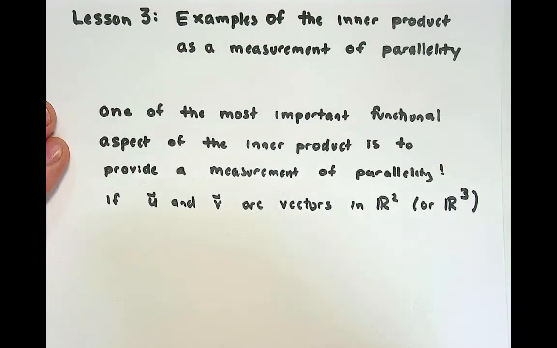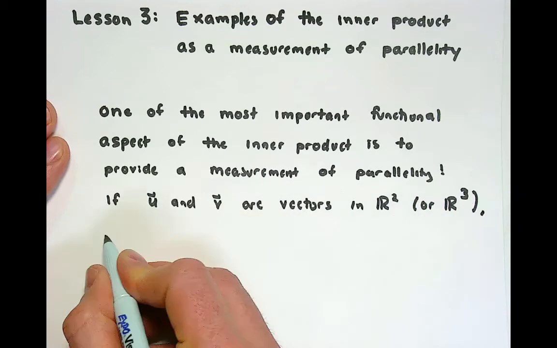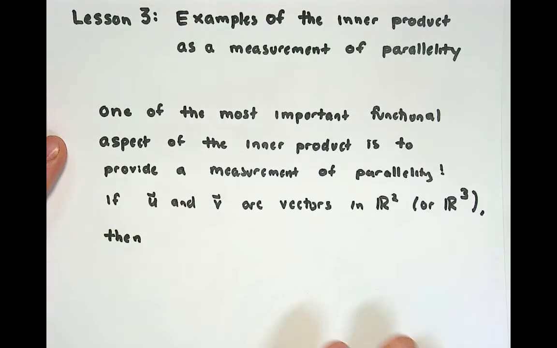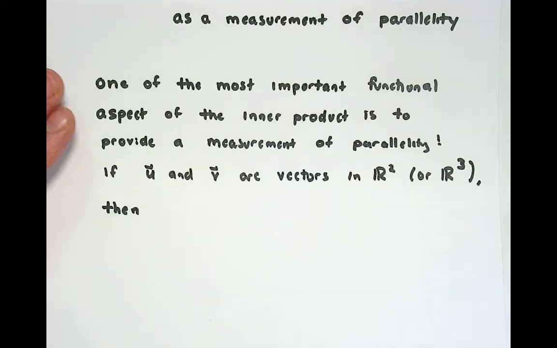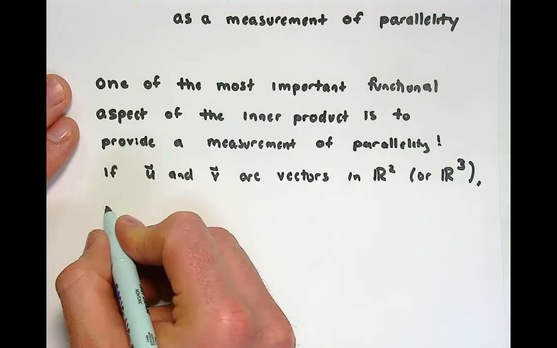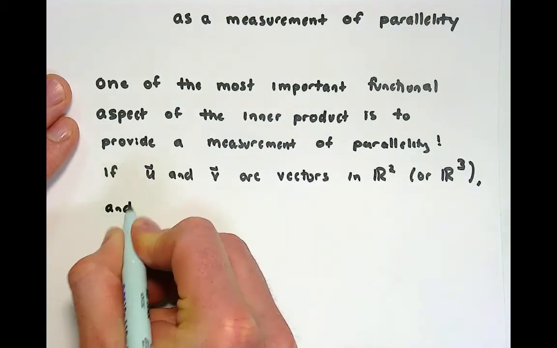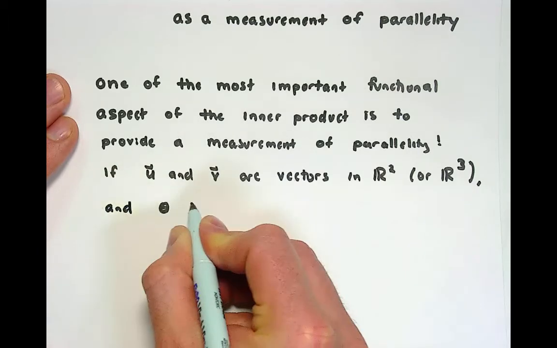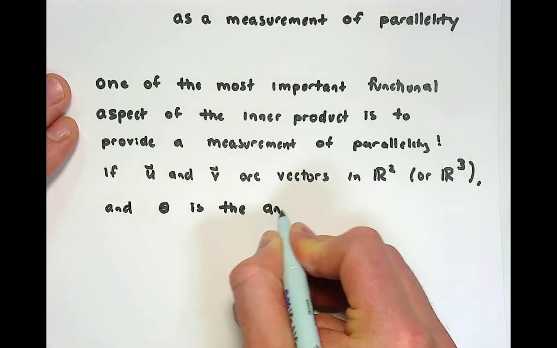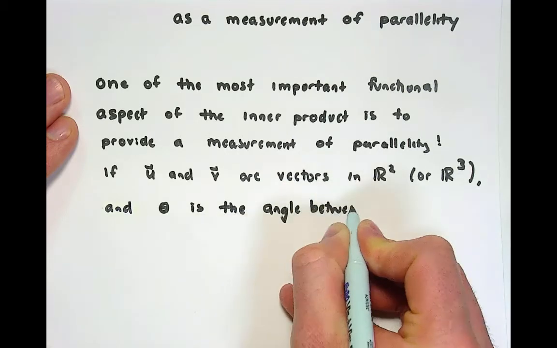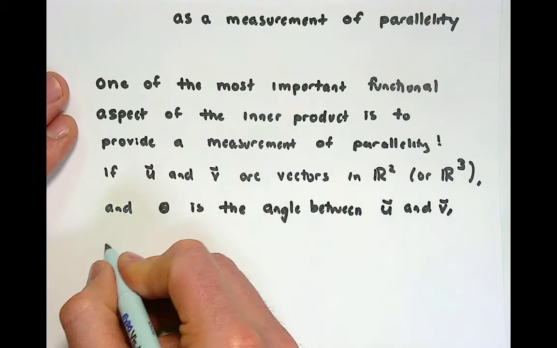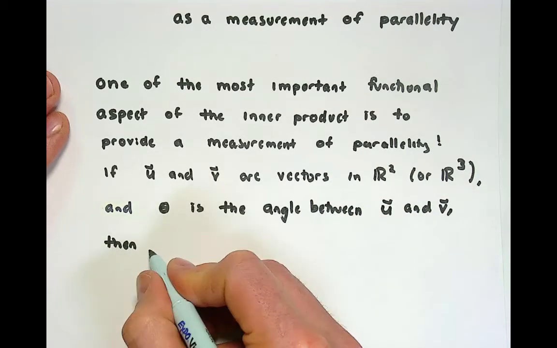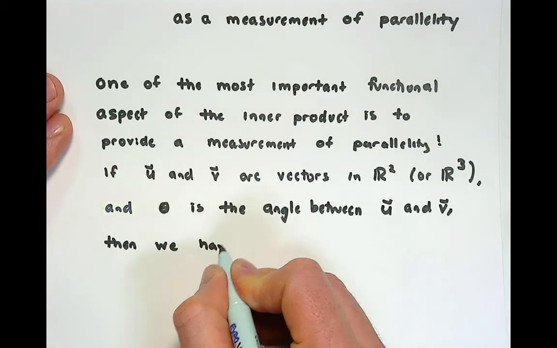So if we have vectors in R2 or R3, then the inner product, we hope, produces two cases. Oh, I guess we need to say the following thing. If we have two vectors in some Rn space, and theta is the angle between u and v, then we have the following three cases that we're hoping for.